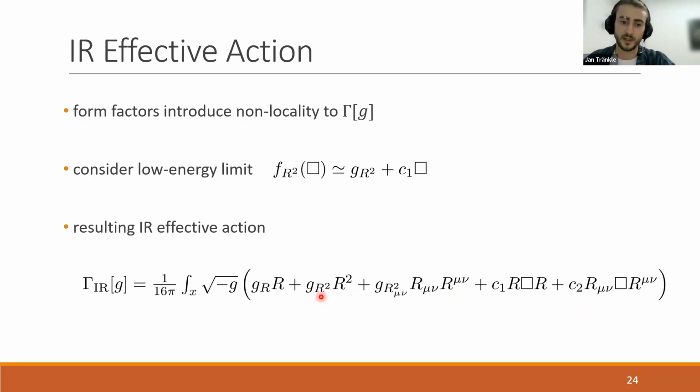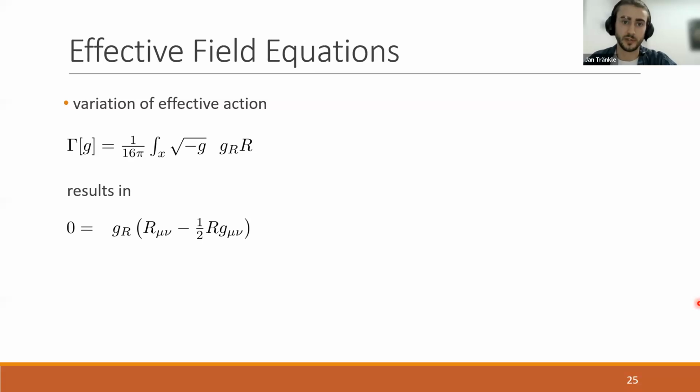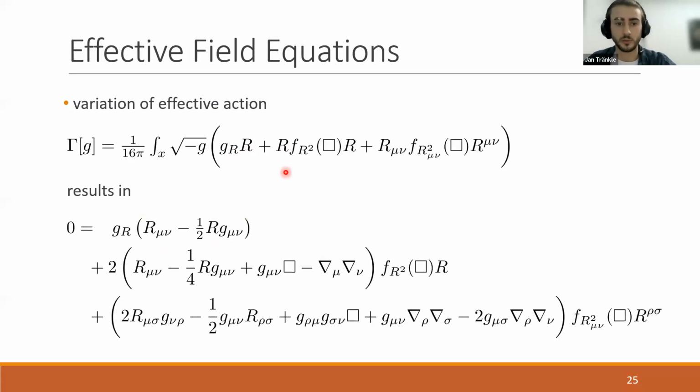And our goal is to find black hole solutions, or in general spherically symmetric solutions, to this effective action. So in order to do that, we need to derive the effective field equations. And just as a quick reminder, let me show you how we get those. So of course, we take a variation of this effective action. In case we just have a simple Ricci scalar, we just get out the classical Einstein equations. If we now include these second order terms, this is what we get. So the field equations still are made up of Ricci scalar and Ricci tensor contributions.